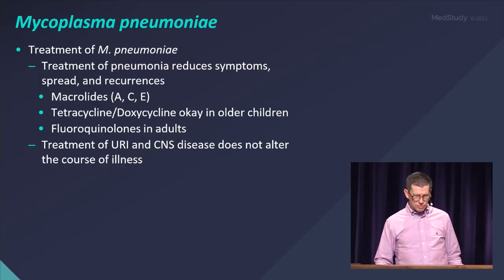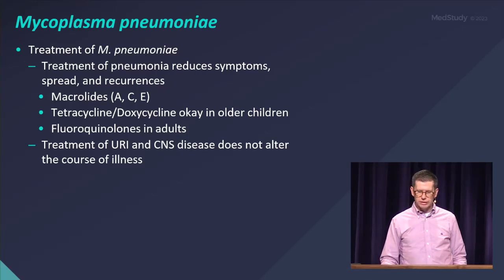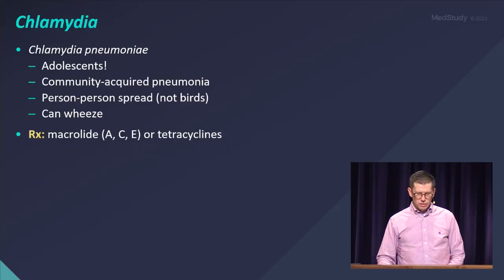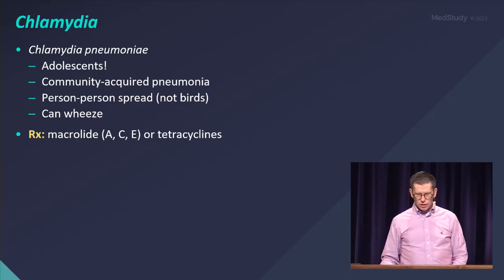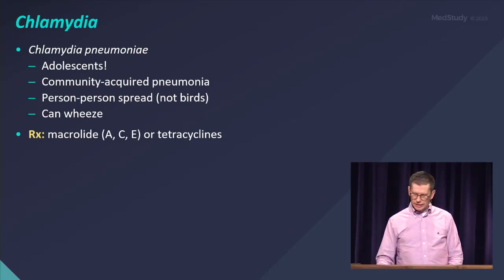The treatment, as you probably all know, is a macrolide, whether azithro, clarithromycin, or erythromycin. Tetracyclines are okay for kids older than 8, and quinolones are okay in adults. For Chlamydia, this is where we think of adolescents, Chlamydia pneumoniae in particular. There can be person-to-person spread, and the treatment for this is a macrolide and tetracycline as well.